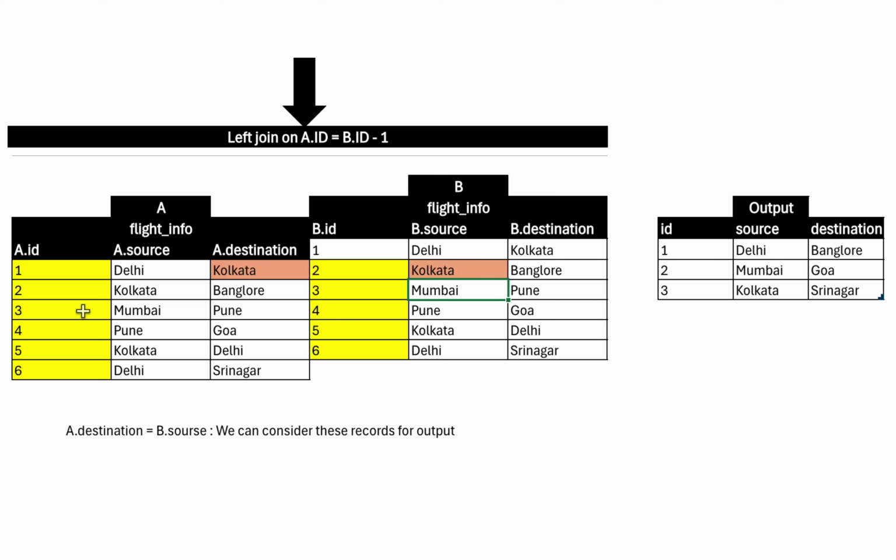If we look at the third row, a.destination is Pune, whereas b.source is again Pune. So we can consider this row in our output. For this fourth row, destination and source are not matching, so we cannot consider this. For the fifth row, source and destination is Delhi, so we can consider this row.